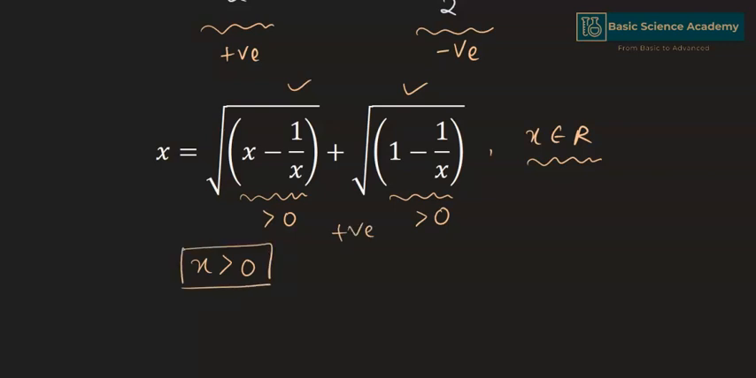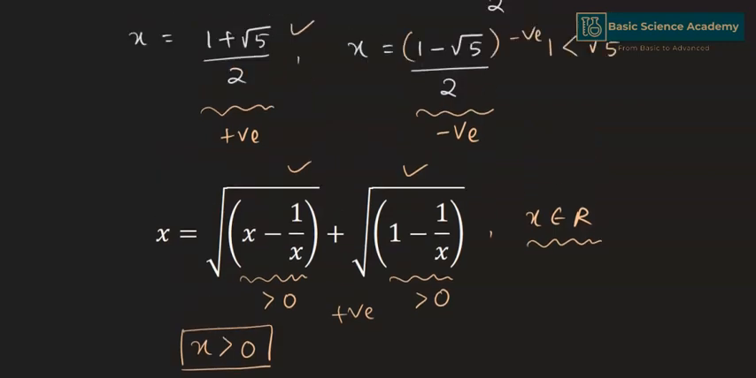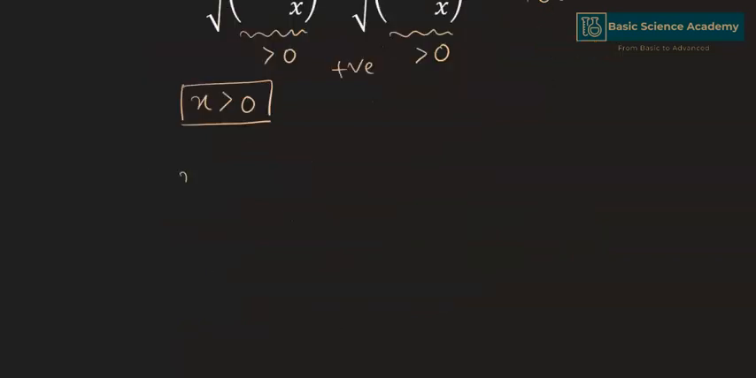Hence we cannot consider the negative number. Hence 1 minus square root 5 divided by 2 cannot be our answer. Hence the only answer is x equals 1 plus square root 5 divided by 2. This is our only answer.